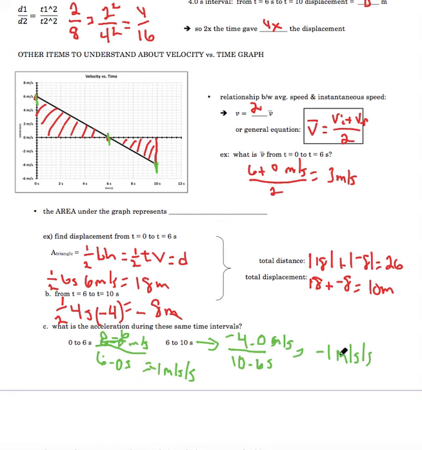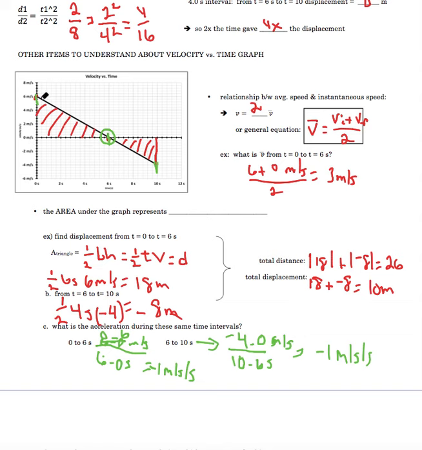So we get -1 meter per second squared for both intervals, which also implies, and this came up in class the other day, that at this time the acceleration is still -1. The slope is the same the whole time, even though our velocity is 0 at that point.